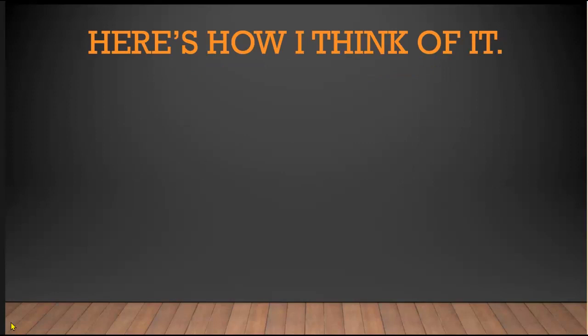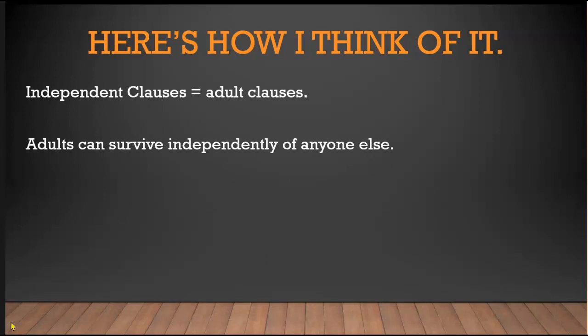I have an analogy that I use in the classroom when talking about independent clauses and dependent clauses, especially if your students are getting confused. I think of independent clauses as adult clauses. Adults can survive independently of anyone else. They can navigate the world on their own and survive. They can stand on their own as independent adults.